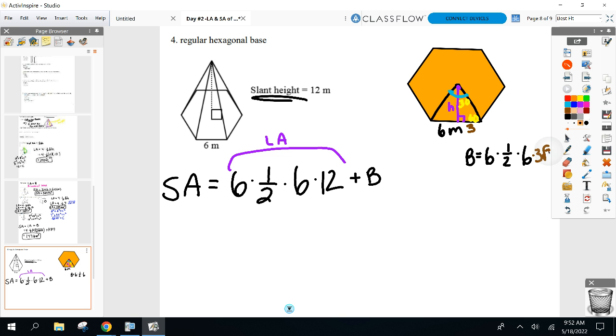So all of this right here, take a look. All of this is the area of the base that I'm going to plug into with the lateral area. Oh boy, everyone relax.